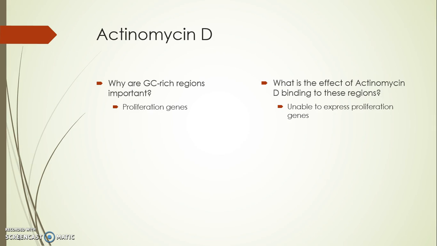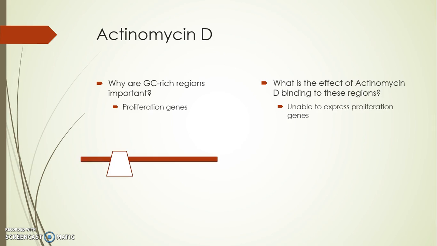Now I'm sure you're wondering why these specific regions of DNA are more important than others in terms of actinomycin D interactions. The main reason is the presence of guanine, cytosine-rich regions being present within the promoting regions of certain genes. The promoting region is important to signal where the DNA needs to be copied for a particular gene. These specific genes allow for cancer cells to increase in numbers at a much quicker rate than normal.